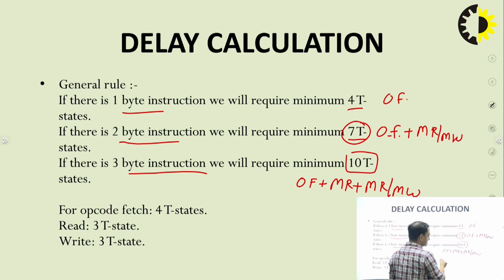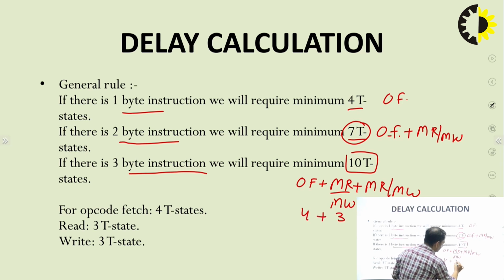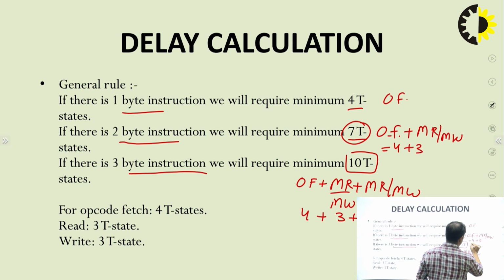So here this is a combination of how it can work: memory read, memory write. Here it can also be memory write as well. So any of the combinations is there. Just for example, we can see that is the 4 plus 3 plus 3. This is the 10 T states. So here we can see that there is a 4 plus 3, this is the 7 T states, and here this is the 4 T states.